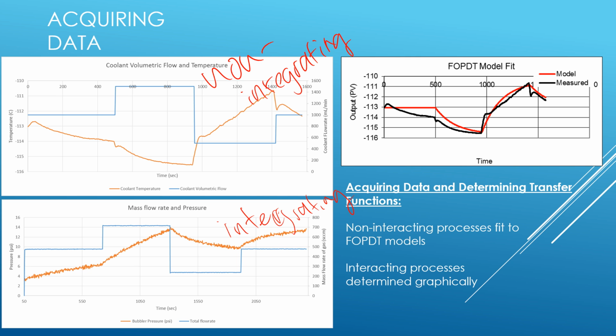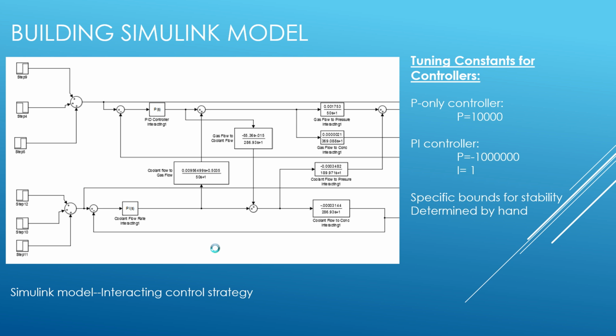But for our integrating process of pressure as a function of the mass flow rate of gas in, because that's an integrating process, we had to determine this graphically. So looking at the slope of the response based on our doublet tests, we're able to get the transfer function from that, but not through an Excel fit. So by using these methods, we're able to generate our transfer functions, which we implemented in our Simulink block diagram, which we can see here on this slide.